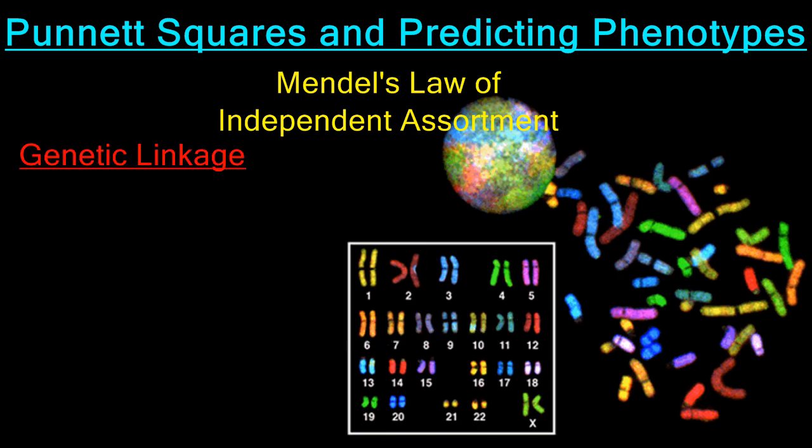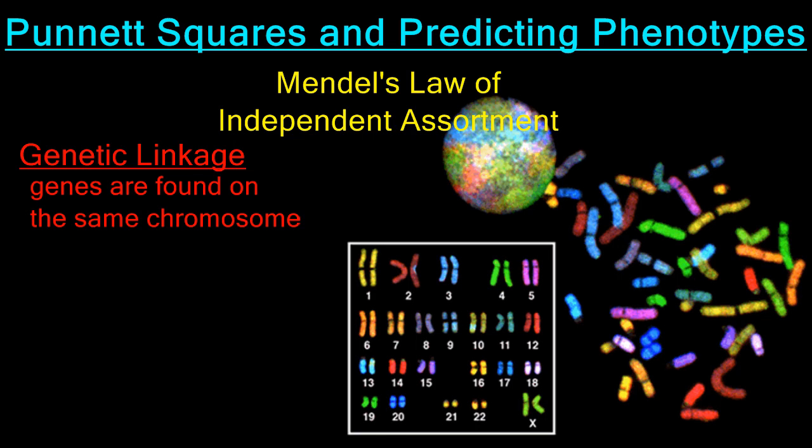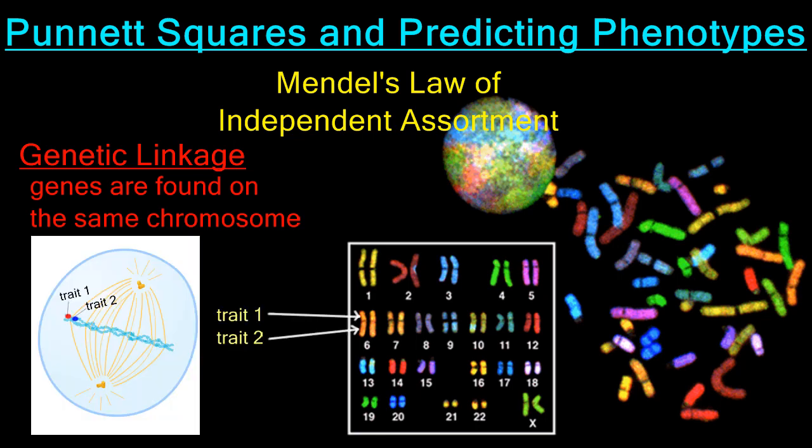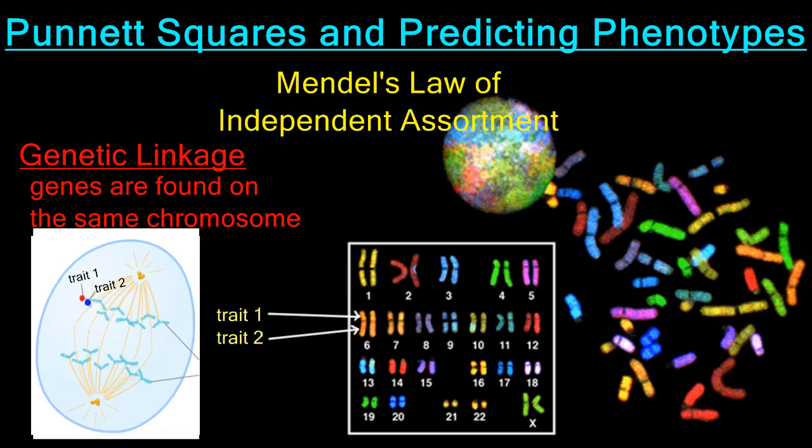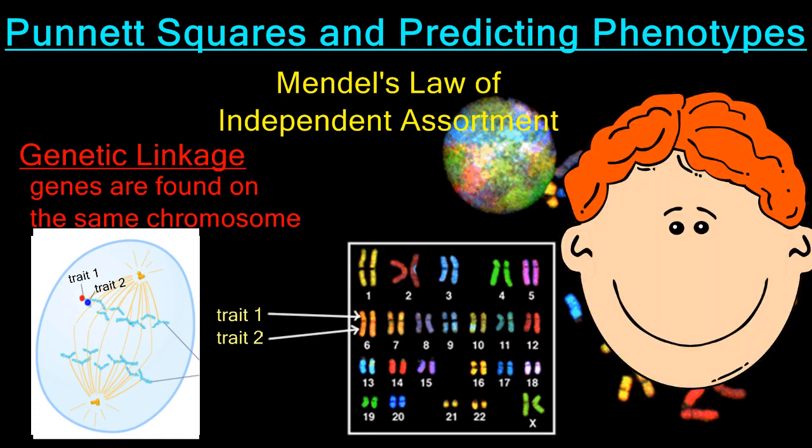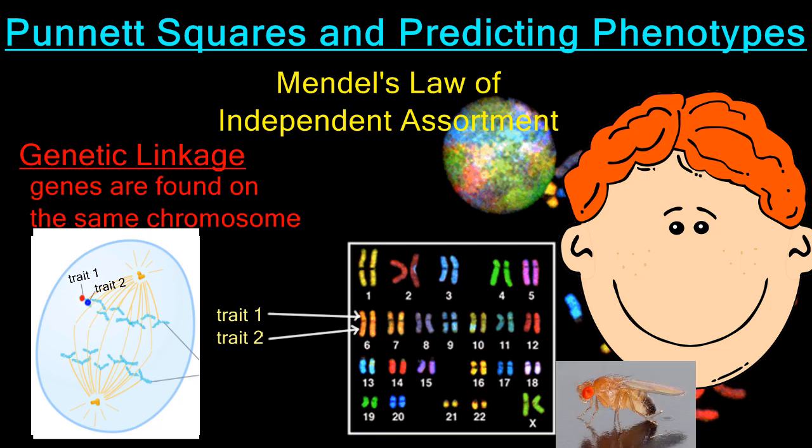Genetic linkage occurs when the genes for 2 traits are found on the same chromosome. 2 genes found on the same chromosome tend to be inherited together because they aren't separated during meiosis. This is why certain traits often appear together. For example, redheads often have freckles because the gene for red hair and the gene for freckles may be linked or found on the same chromosome. In fruit flies, the gene for eye color and wing length are linked or found on the same chromosome, so those traits might show some interesting inheritance patterns.